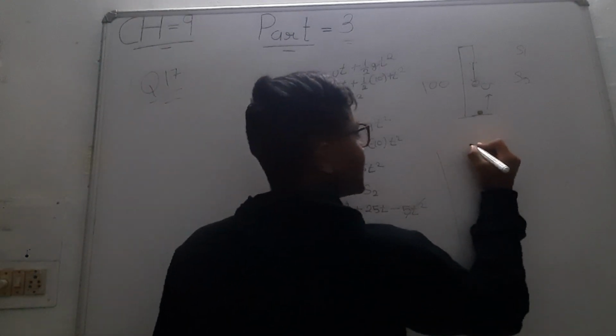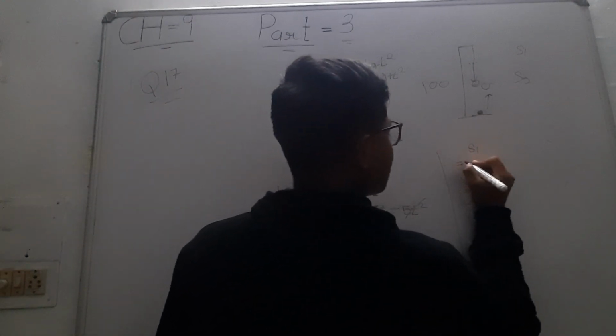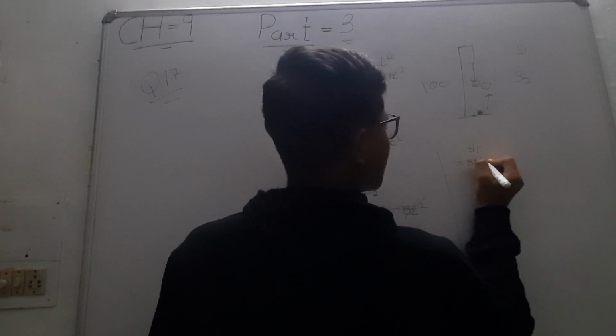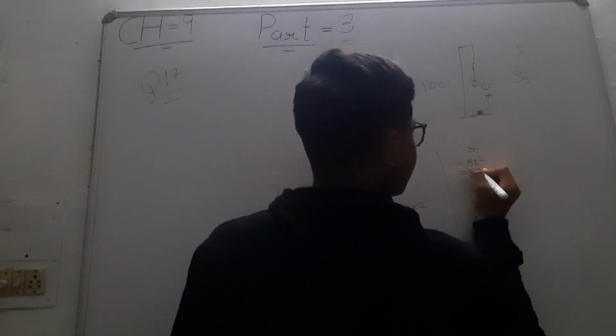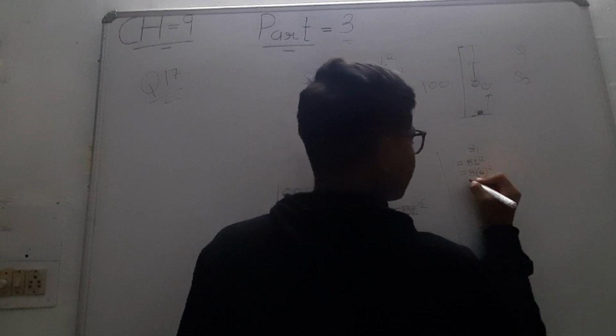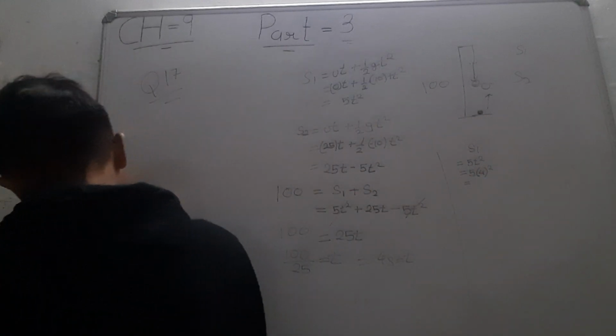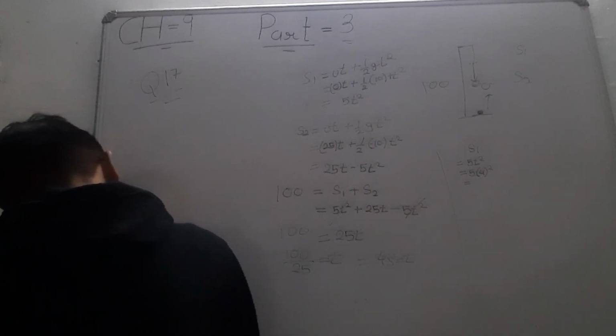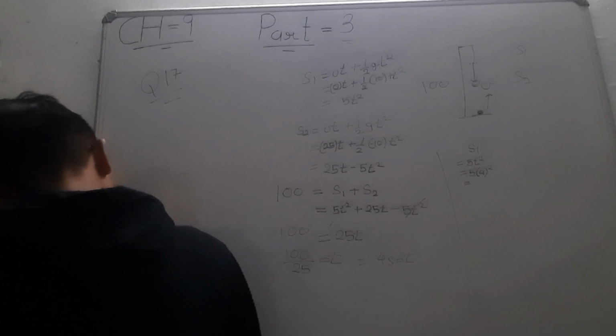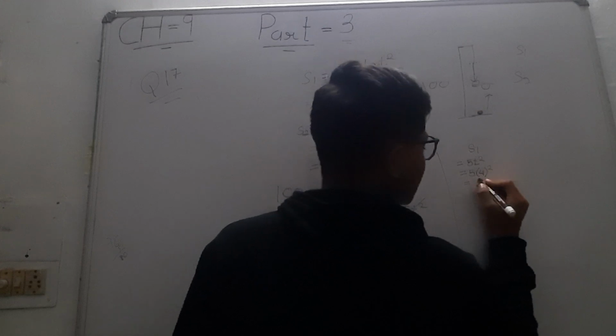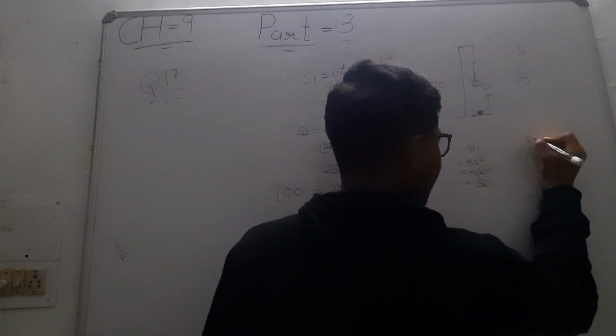So what will be the S1? S1 is equal to 5t square. What is the time? 4. And what is the square of 4? 16 into 5. What is 16 into 5? 80. Okay. And S2.